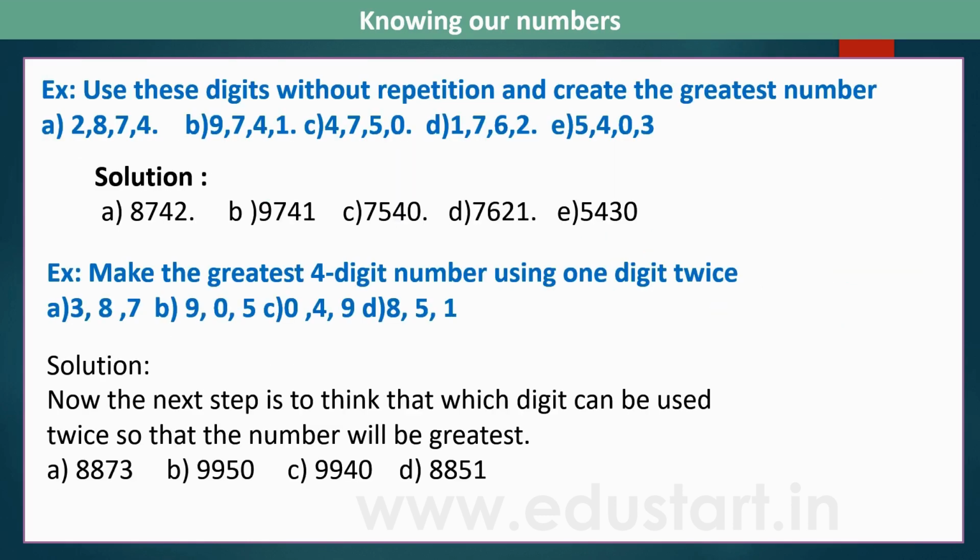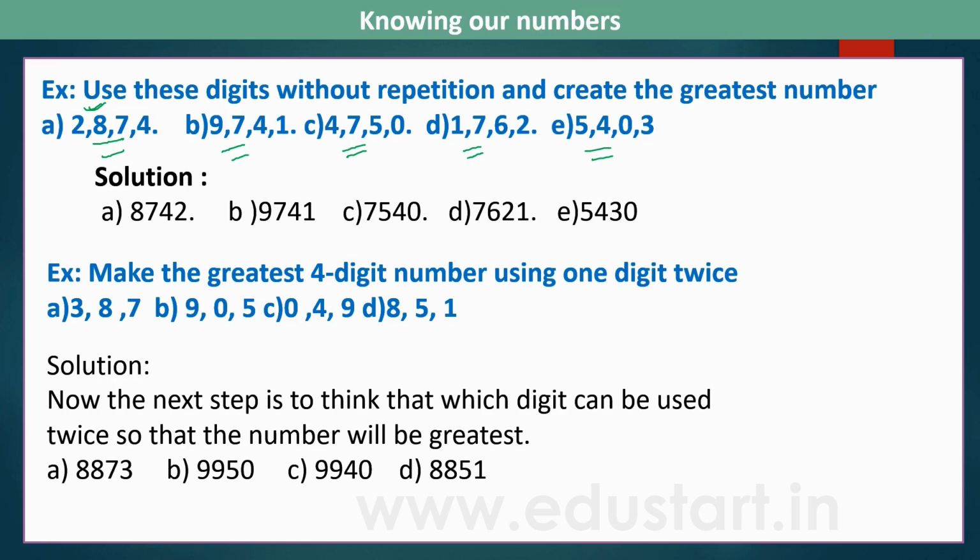Use these digits without repetition and create the greatest number. So the digits are 2874, 9741, 4750, 1762, 5403. Now in order to find the biggest number, what is the rule? The biggest digit should be at the biggest place.